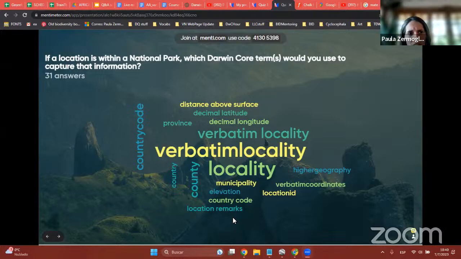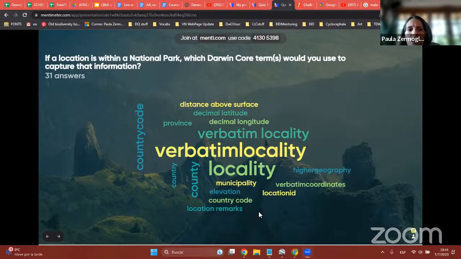And in this particular case, if we're talking about a national park, there could be some situations in which you could use remarks to say some things. For example, if the location has coordinates and higher geography information, but doesn't say that it is within a national park, but you go and look for the coordinates on a map and you say, well, yes, these coordinates are within the park, you could use the location remarks to say the coordinates are within the national park. You could use it in that way, but this term is meant to capture comments.